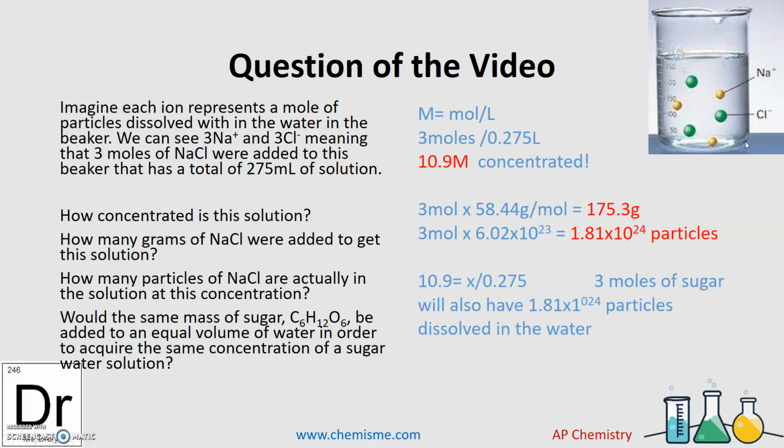And would we need the same amount of sugar? So I'm going to go back to the fact that we wanted a 10 molar solution and a 0.275 liter solution. And so we know this is going to be still 3 moles of sugar, and 3 moles of sugar will still have the 1.81 times 10 to the 24th particles dissolved in it, but will not have the same grams. So going back to the fact that you take the 3 moles and multiply by the grams of sugar, which is a different substance and weighs 180 when you add up the C's, H's, and O's, we get 540 grams. So you need a lot more mass of sugar in order to equal the same amount of particles.